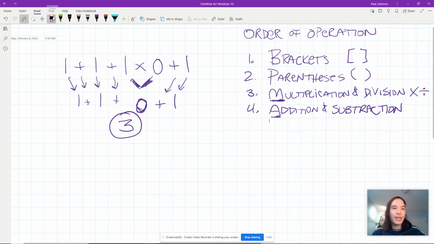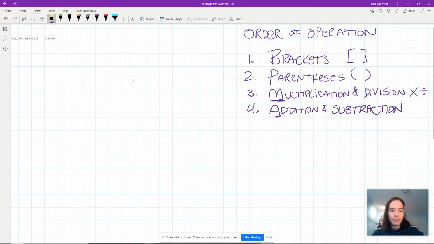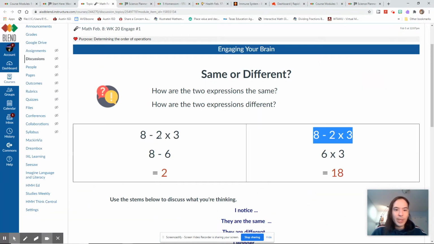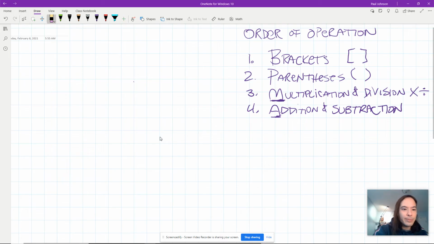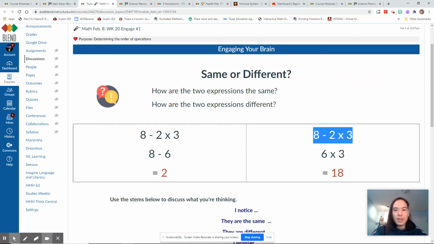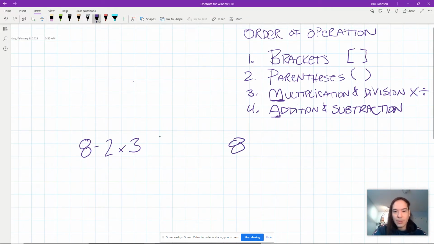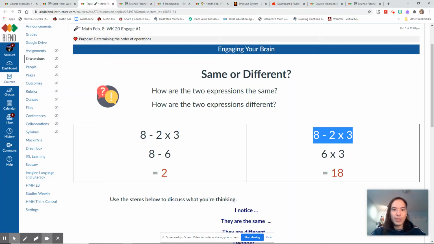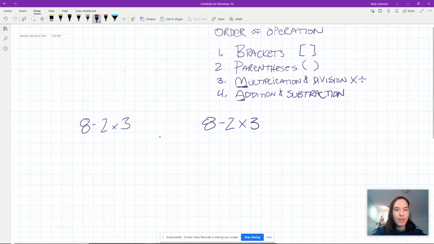All right, so let's use that same knowledge and look at the one problem from our discussion today that they solved in two different ways. So they did 8 minus 2 times 3. And then they did the same thing on the other side. Now here's the problem. One of these, they followed the order of operations. One of these, they did not. So let's find out which one follows the order of operations.